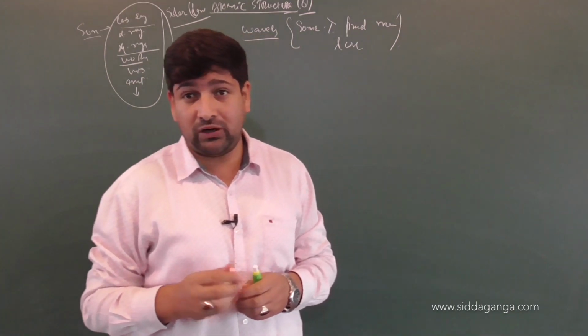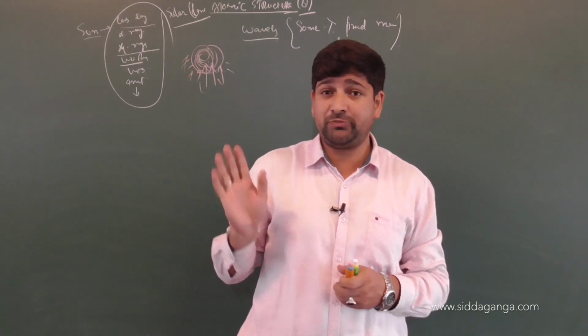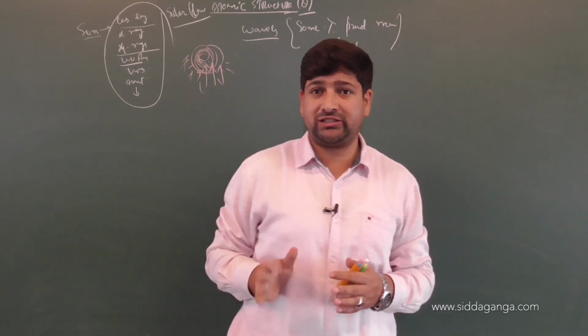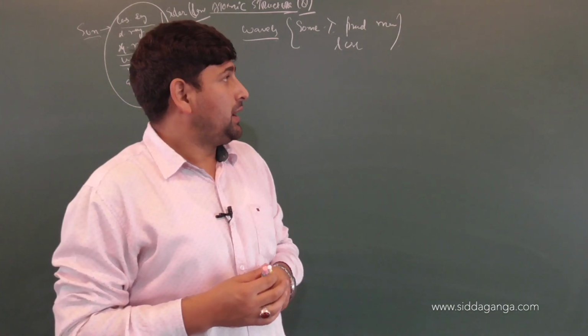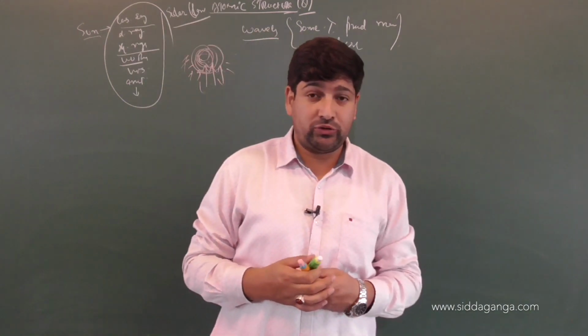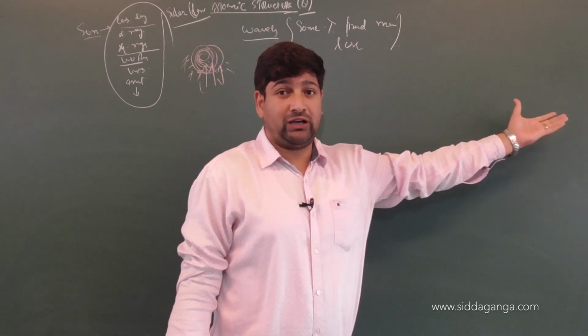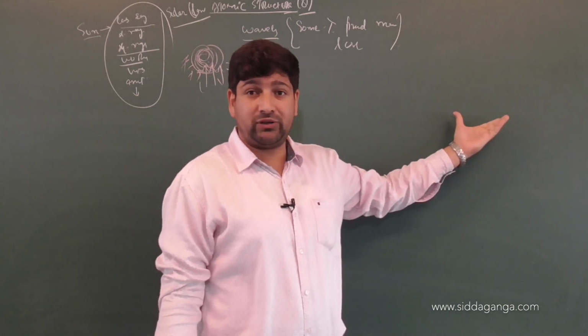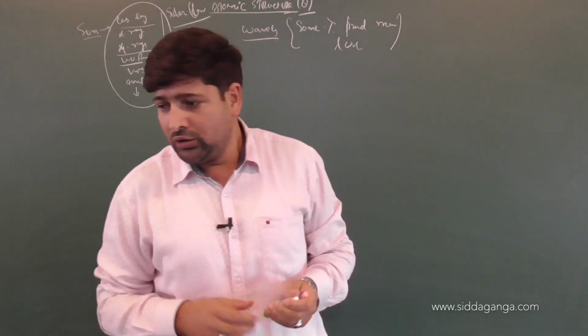The speed of all the electromagnetic radiations in vacuum is the same, irrespective of the wavelengths. The speed is the same, that is 3 × 10⁸ meters per second. Then one more important thing I told you: unlike matter waves, sound waves and water waves need a medium for traversing, while electromagnetic waves can travel in vacuum as well.